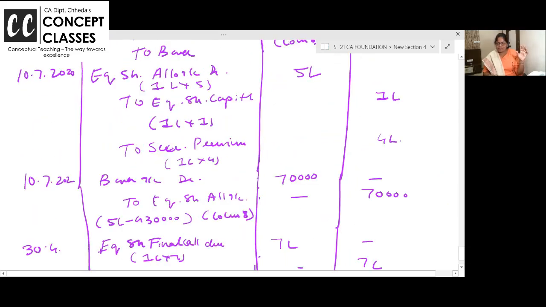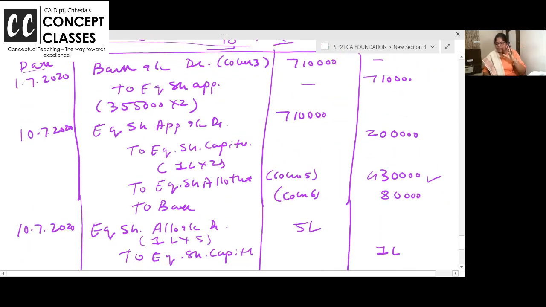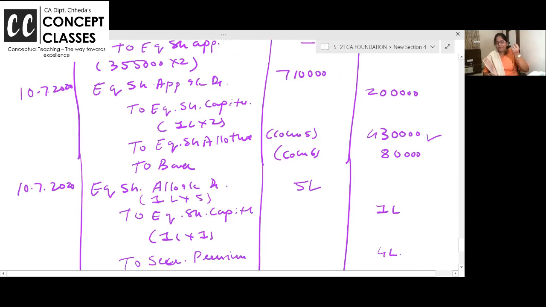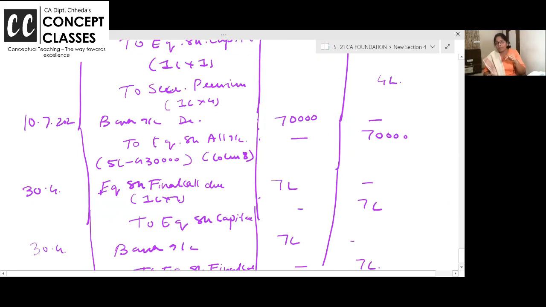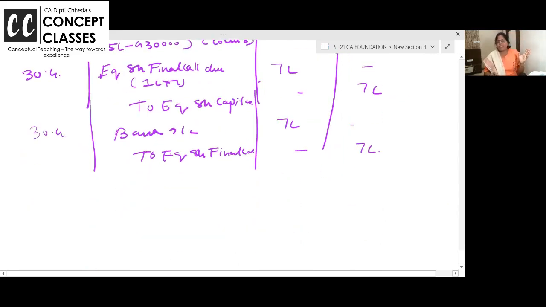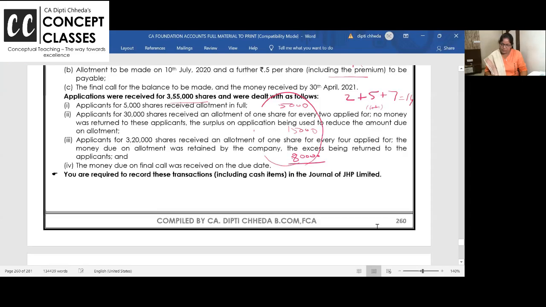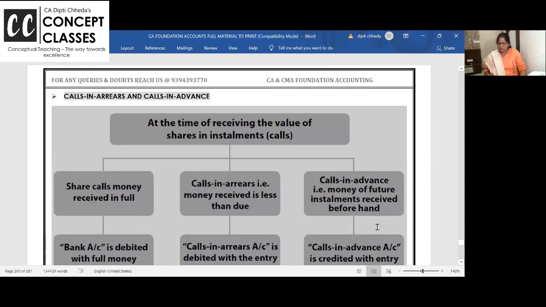Application received, adjusted in the capital, in the allotment and refund. Allotment due, but allotment received less because application excess आया था. First and final call due and received full. ठीक है? चलो. If this problem is clear now, then you have understood this chapter and you are going to score well. अच्छे problems हैं. चलो. Let us go now to call in advance, call in arrears.